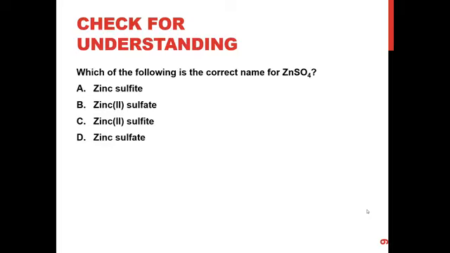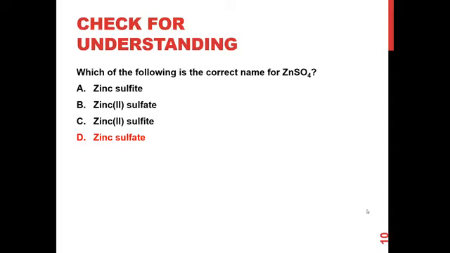Which of the following is the correct name for ZnSO4? Again, pause the video, decide on your answer, and then hit play to hear the explanation. The correct answer in this case is D, zinc sulfate. You might be asking, why is the correct answer not B, zinc 2 sulfate?